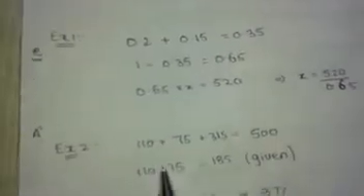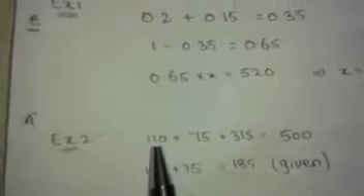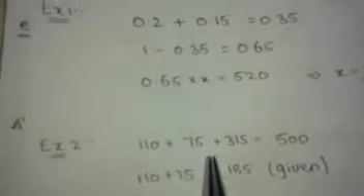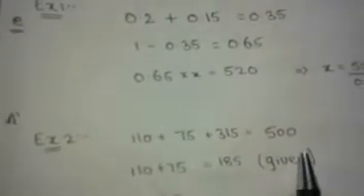Okay. So here, after Ruth gave 110 baseball cards to Allison and 75 cards to Suzanne, she still had 315 cards left. What percent of her cards did Ruth give away? So this is a question. First of all, we need to find the total number of cards Ruth had. So 110 plus 75 plus 315 will be equal to 500.